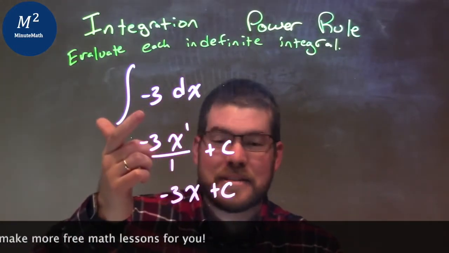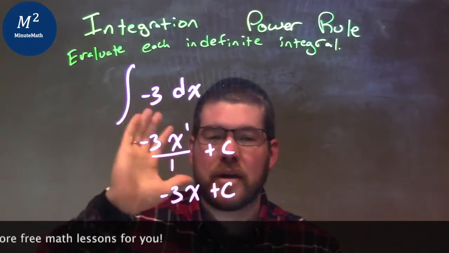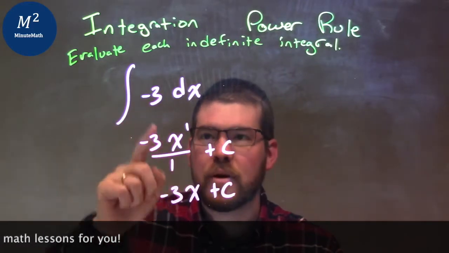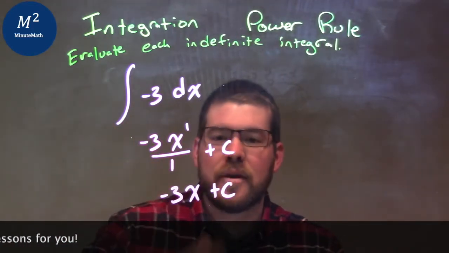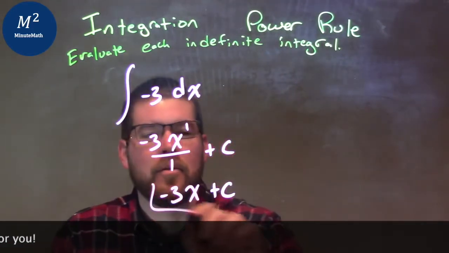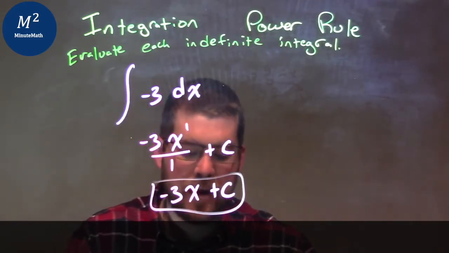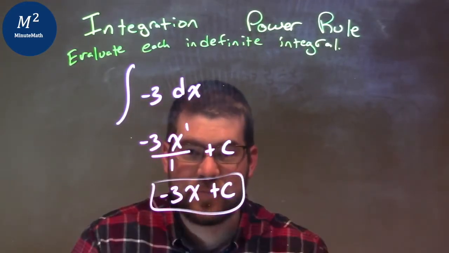Whenever we have a constant, this is going to happen. Whenever you just have a constant, and we need to integrate just the constant part, we can just add the x next to it. Again, don't forget plus c, but either way, our final answer is negative 3x plus c.